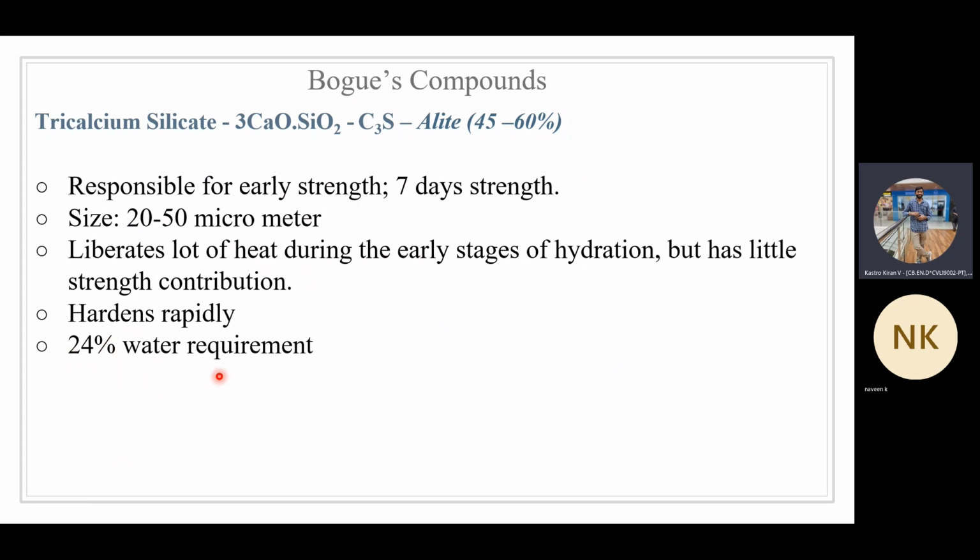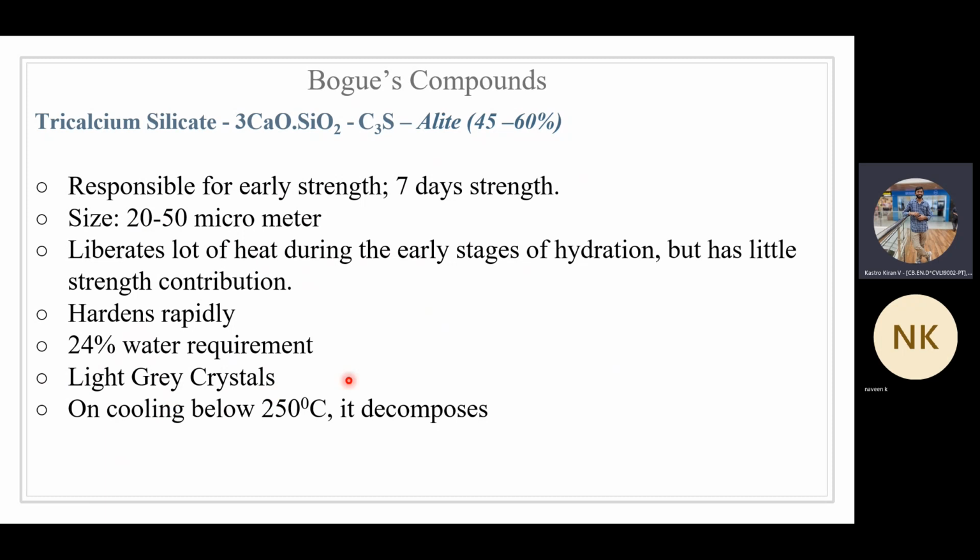If you add 100% of water to the cement, 24% of water will be absorbed by the C3S content, and they will be visible as light gray crystals. Again, these are not visible to the naked eye, they are microscopic images. When you see the cement in a microscope, it's not a normal microscope, it's a scanning electron microscope, SEM, as we call it. So they will be available in the form of light gray color crystals.